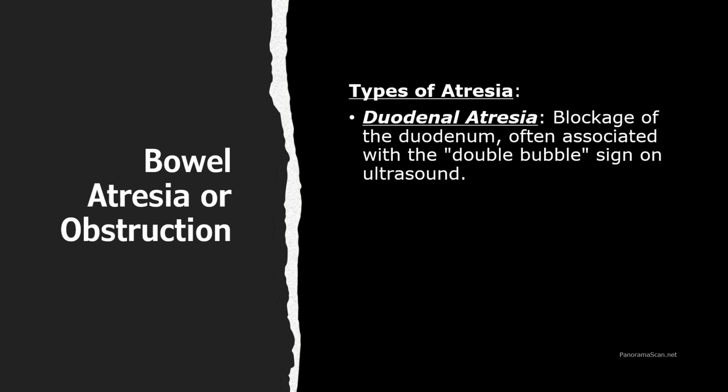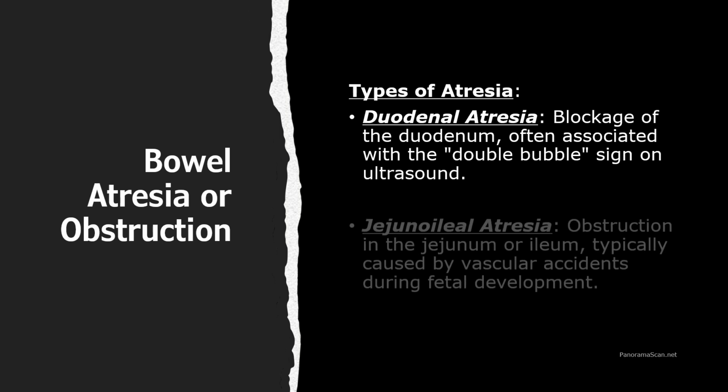Types of bowel atresia, each affecting specific regions of the gastrointestinal tract. Duodenal atresia, where there is a blockage in the duodenum. It is characterized by the classic double bubble sign on ultrasound. It is often associated with trisomy 21 and other congenital anomalies.